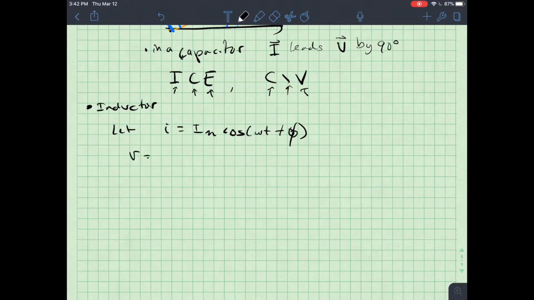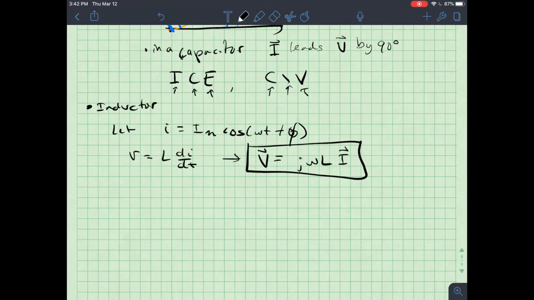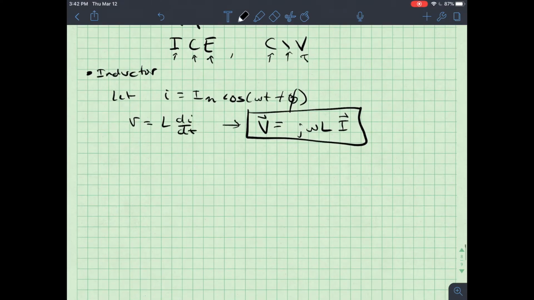I know V is equal to L di/dt, and using the same sort of method as before, I will find that V phasor is equal to jωL times I phasor. That's my Ohm's law expression for an inductor. That was a really long pause. Sorry about that.